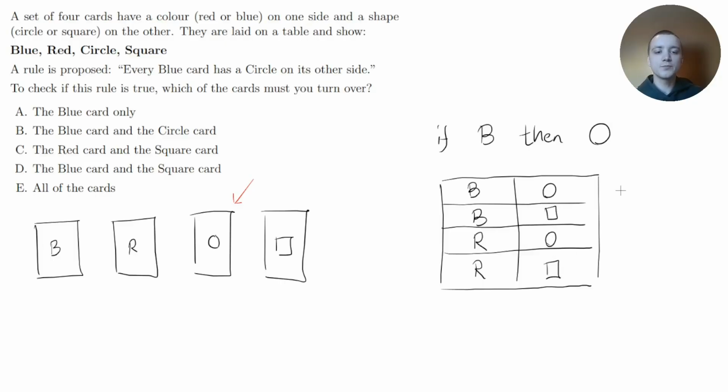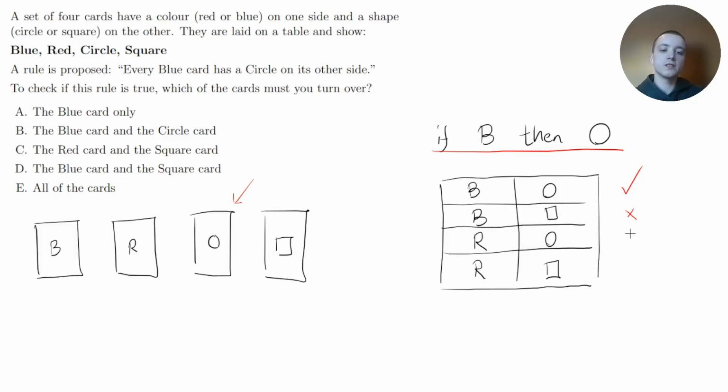So under this system, we can certainly have a card which is blue and has a circle, because that's what the rule is telling us. If a card is blue, it must have a circle. And because of that, we can't have a card which is blue and has a square, right? That would contradict this statement over here.